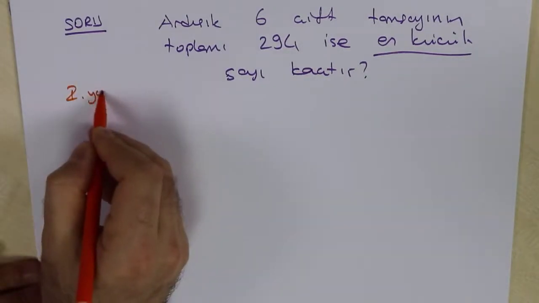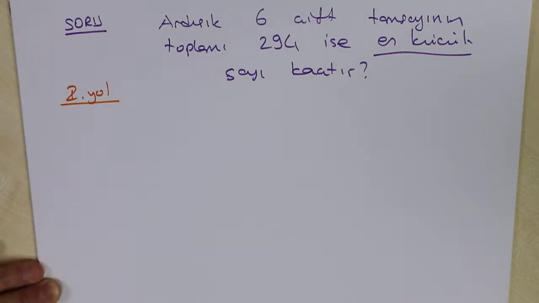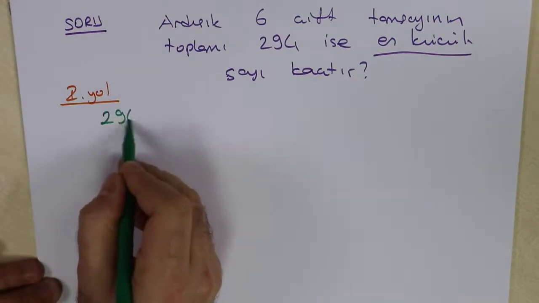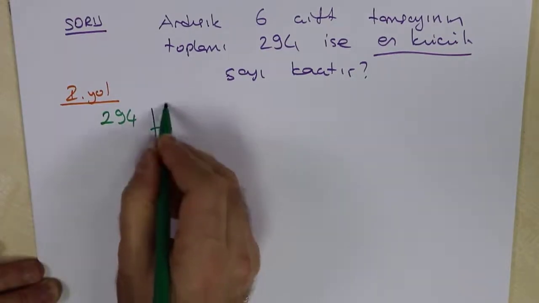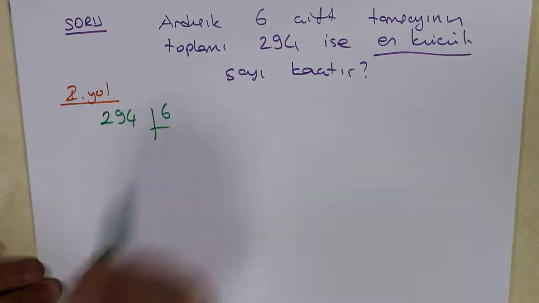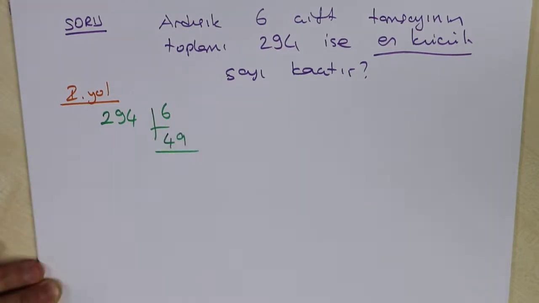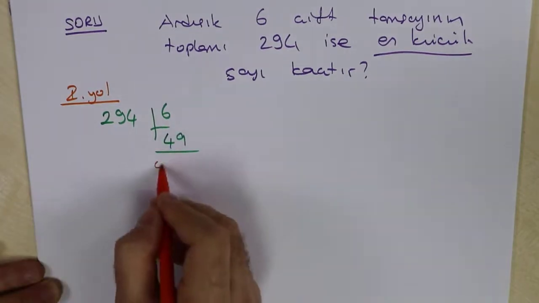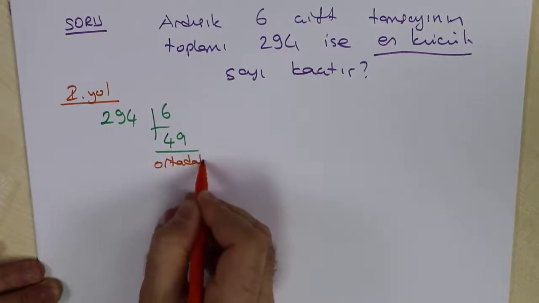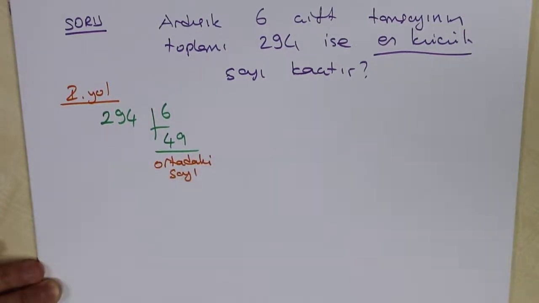We can solve this question by two ways. The first way, we have the summation 294. If we divide it by 6, the number of these numbers, that is 49, and this is an odd number actually. This is not one of our numbers, but this is actually the middle number.